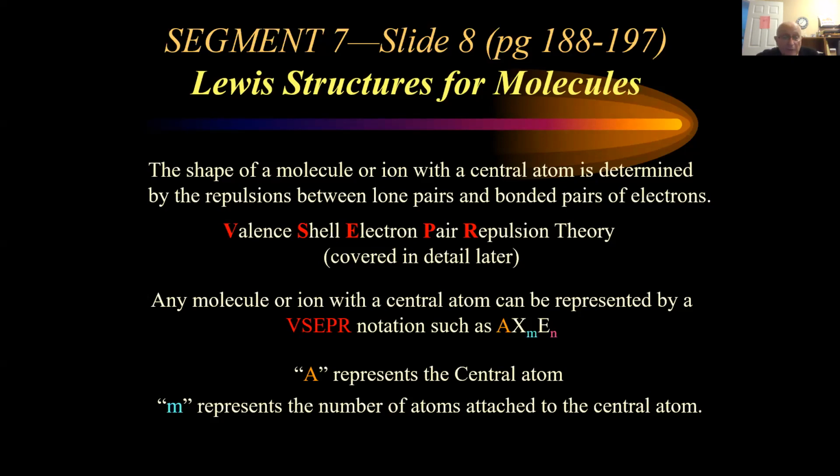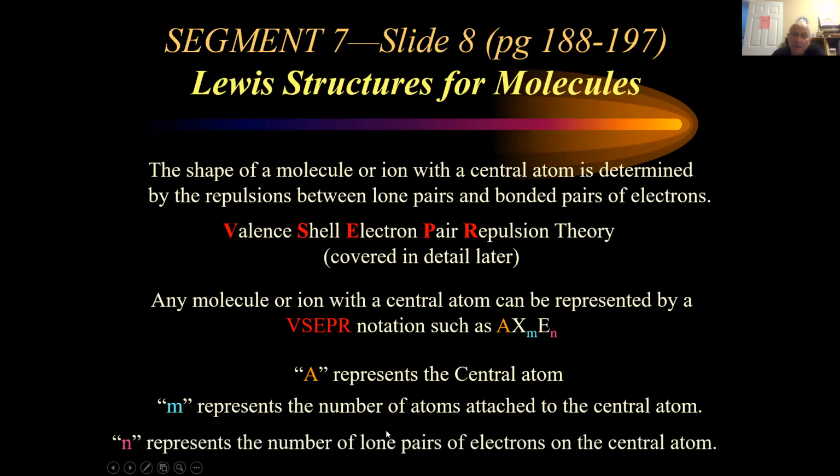So anytime you've got a choice, pick the central atom as the one that is the least electronegative. And there'll be M of the other atoms, called X here, attached to it. And N is the number of lone pairs on the central atom.